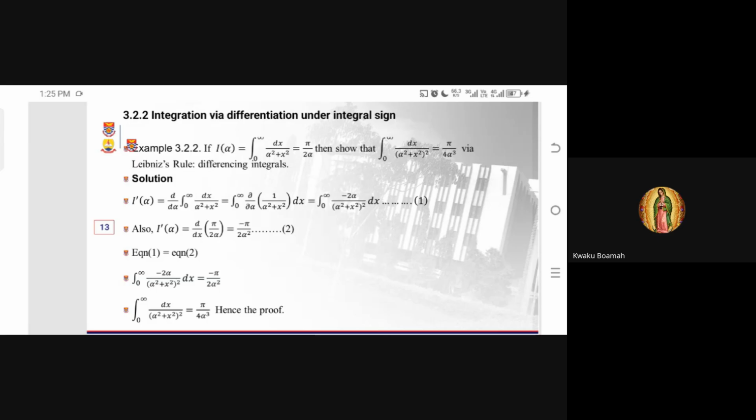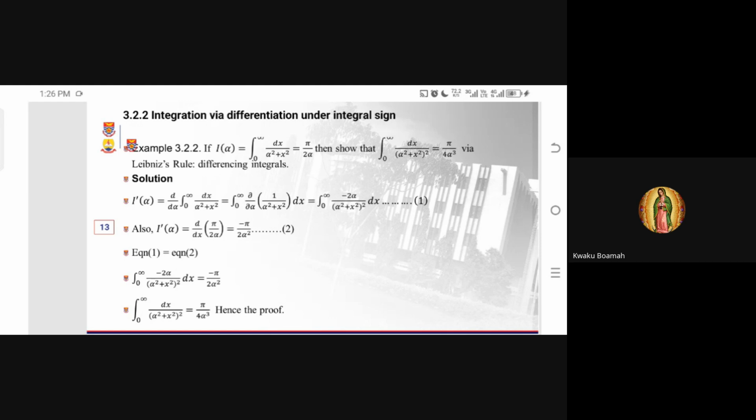Hello. It will be with respect to alpha. Okay. Very good. But remember that this one, it is equated to pi over 2 alpha. So whatever you are doing on the left hand side, you should do on the right hand side. So the left hand side, we have integral of 0 to infinity dx over alpha squared plus x squared, and it is being equated to pi over 2 alpha.